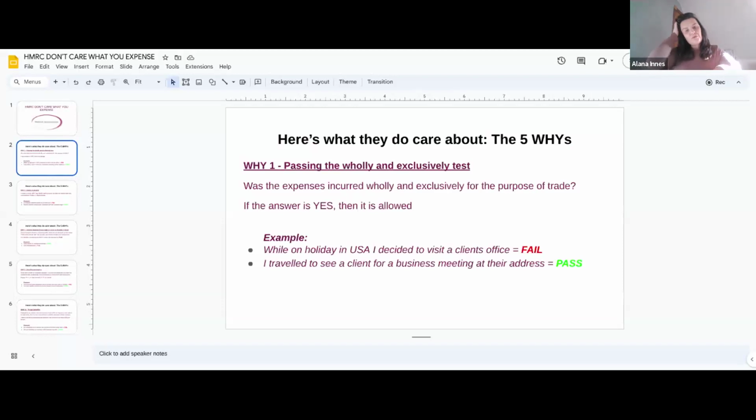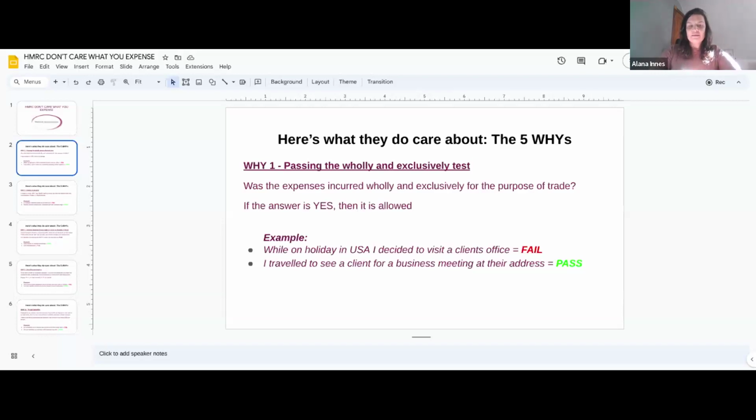HMRC would say, no, that trip was not wholly and exclusively for business. You were already going on a family holiday. It was a personal expense, but maybe while you were there, if you did go and see a client, the expenses to travel and see that client would be allowed.